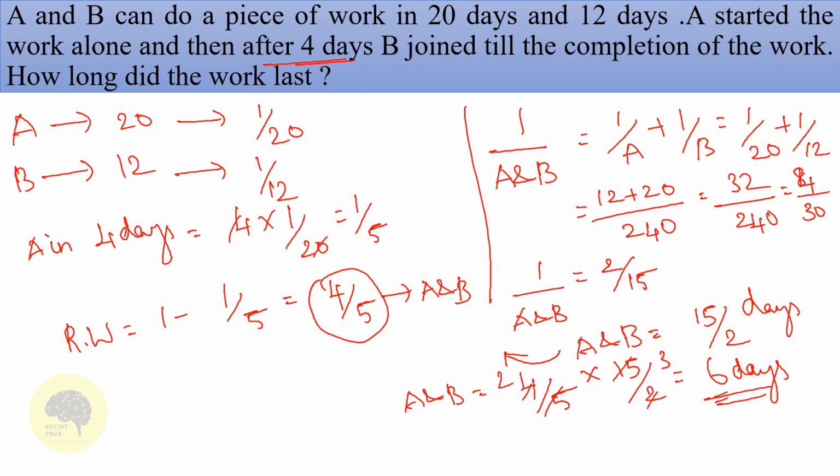And the answer is not 6. We have to find how long did the work last. Therefore A only did the work for first 4 days and A and B together can complete the work in 6 days. Therefore 4 plus 6 is equal to 10 days. Therefore the work lasts for 10 days. Okay.